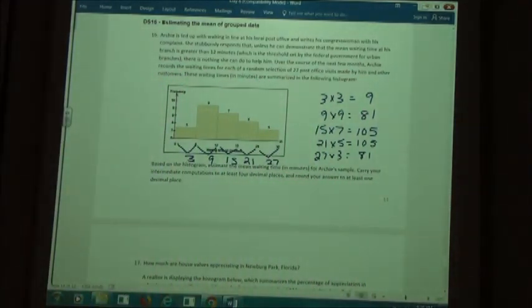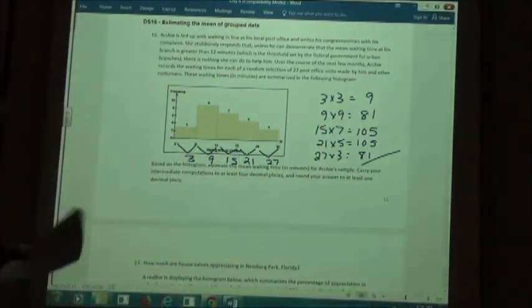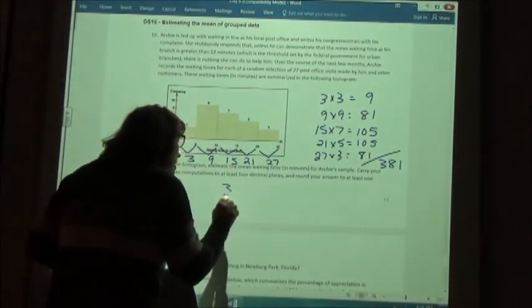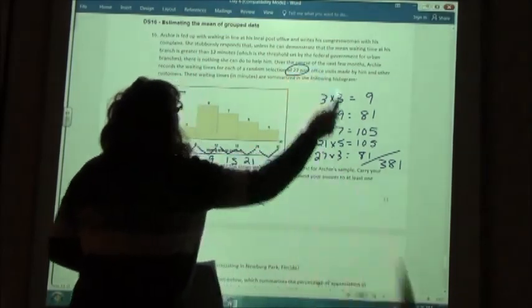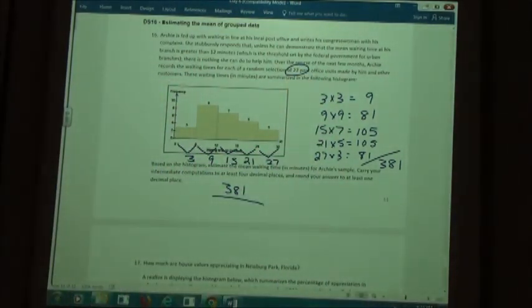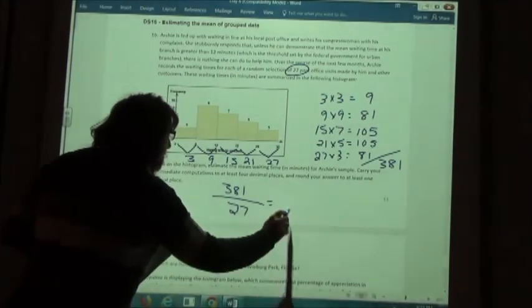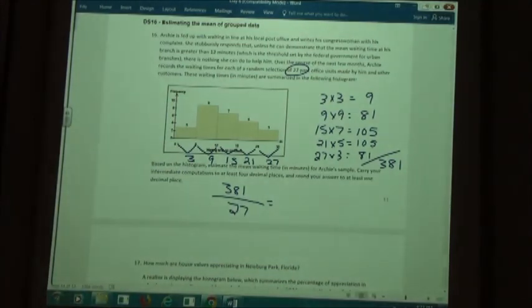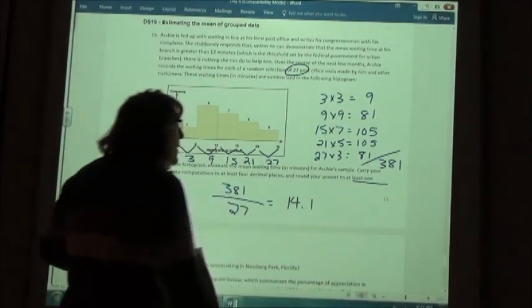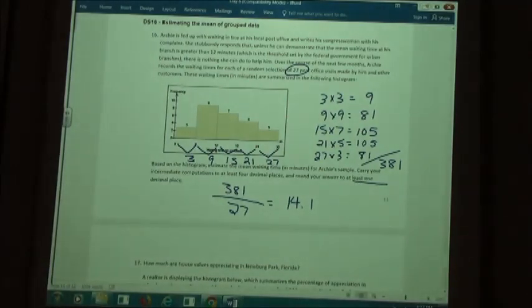Once we've found all those products, we're going to add up that column of numbers. So I'm going to take 9 plus 81 plus 105 plus 105 plus 81. What do I get for my total? 381. We are now going to take that 381 and divide it by the 27 randomly selected post office visits. I would round my answer to at least 1 decimal place, it says. I would come up with 14.1. So the mean waiting time would be 14.1 minutes.